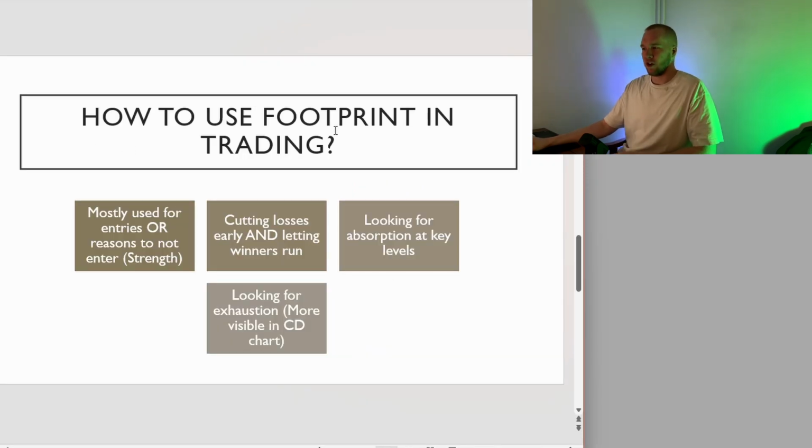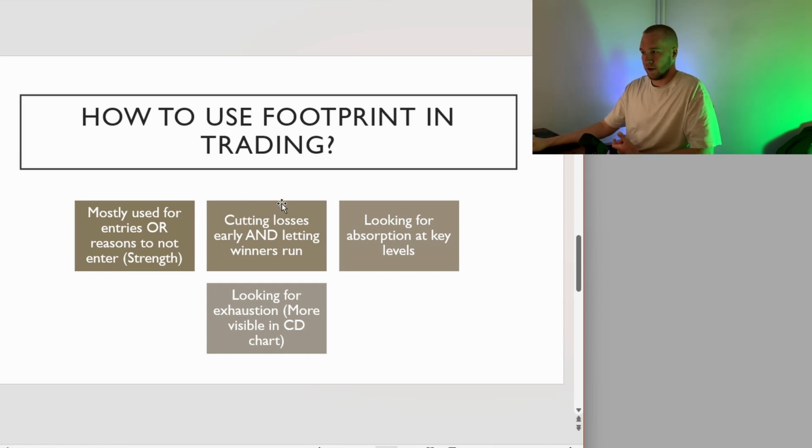So how to use a footprint chart in trading? Now, in my opinion, footprint charts are mostly used for entries or reasons not to enter. This is coming back to the strength of the move, which could be a reason not to enter if you have an idea where price is moving to a direction where you want it to go. However, you see that it's weak from the footprint. This could be a reason not to enter because of that kind of indication.